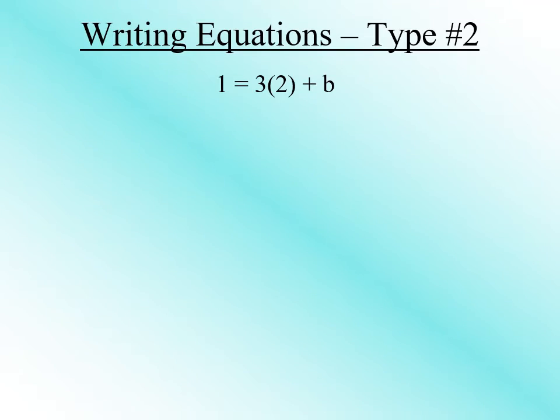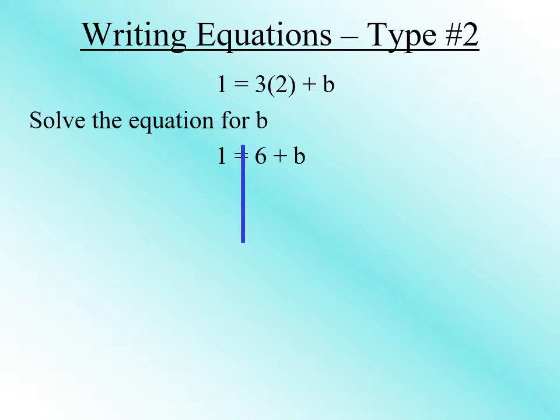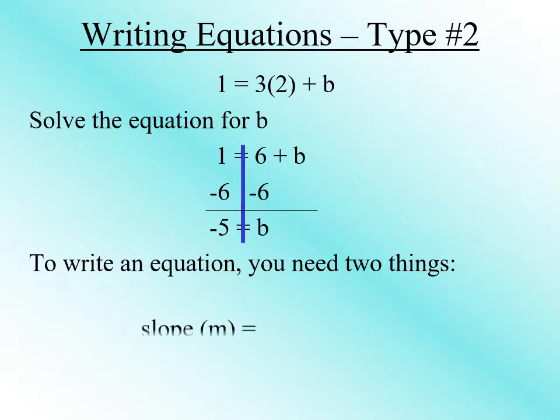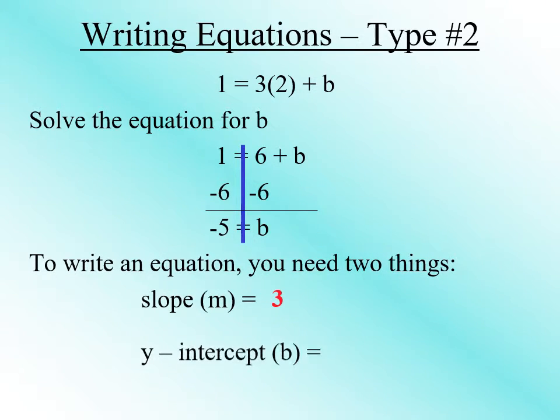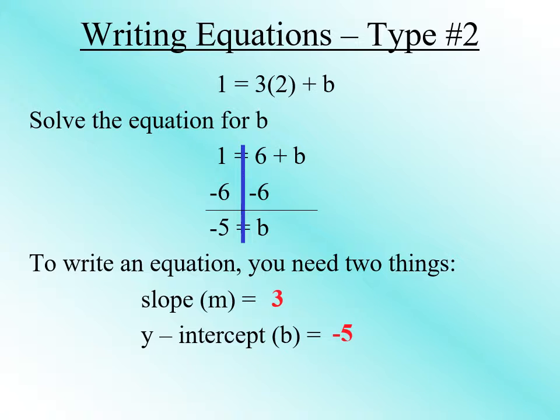So you can see here as we go through the steps. All right, so we multiplied 3 times 2 first and got 6. We're going to go ahead and subtract 6 from both sides. And then we get b is equal to -5. Now we have both things, slope and intercept, and we can plug them into the equation there.